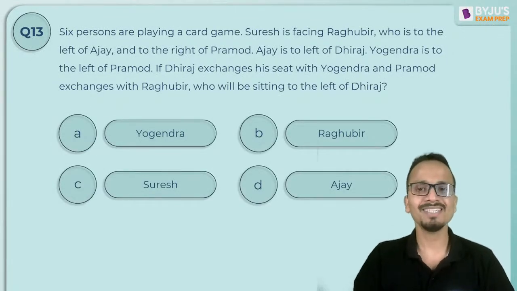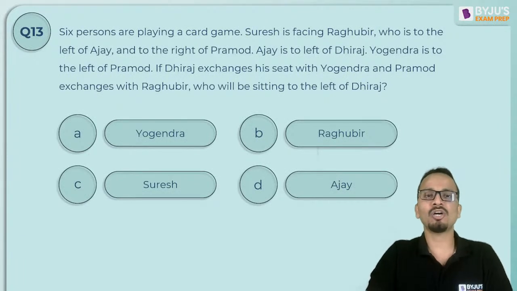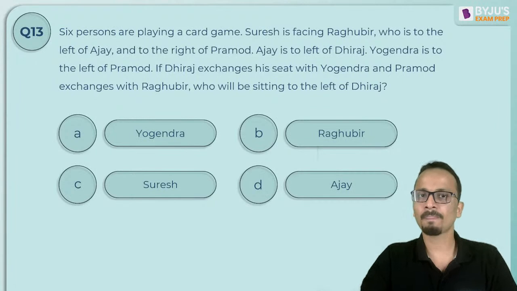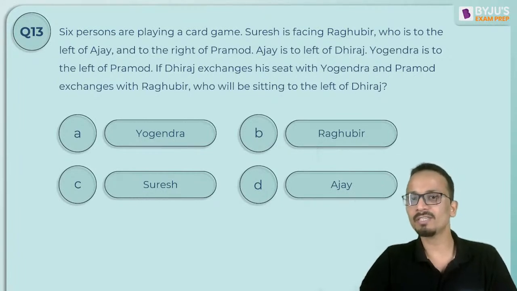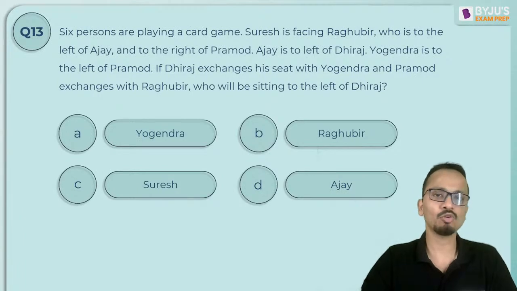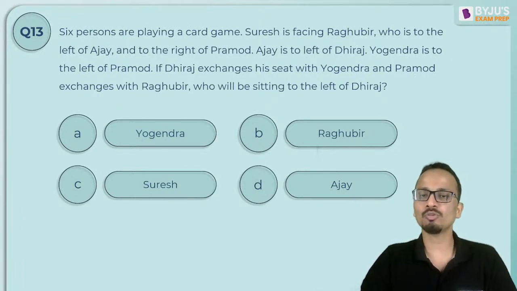Now, question number 13 is an easy question based on arrangements. Okay, 6 persons are playing a card game. Suresh is facing Raghuveer, who is to the left of Ajay and to the right of Pramod. Ajay is left of Dheeraj. Yogendra is to the left of Pramod. Now the question starts. If Dheeraj exchanges his seat with Yogendra and Pramod exchanges with Raghuveer, then who will be sitting to the left of Dheeraj?